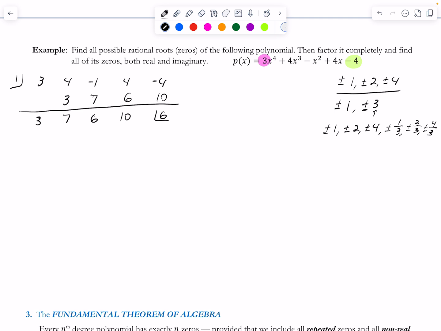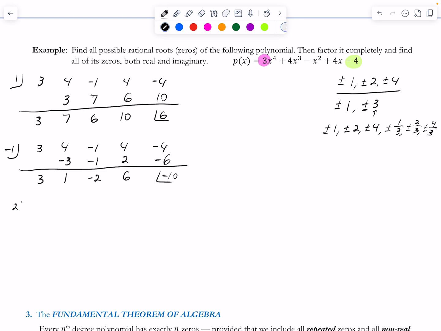If you don't get 0, you just go to the next one. So I'm going to go to -1. And I'm just going to keep repeating this process until I find one. Okay, it might take a little while. So 3 times -1, -3. That's 1. That's going to be -2. That's 2. Okay, so still no.